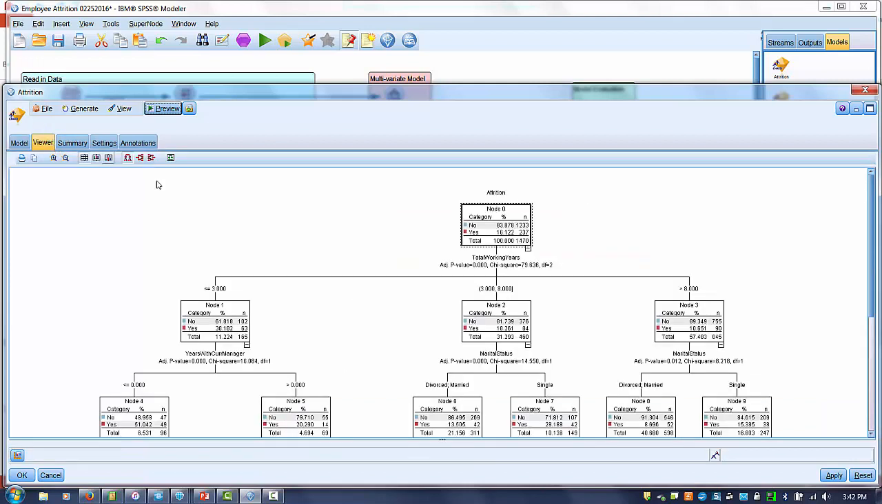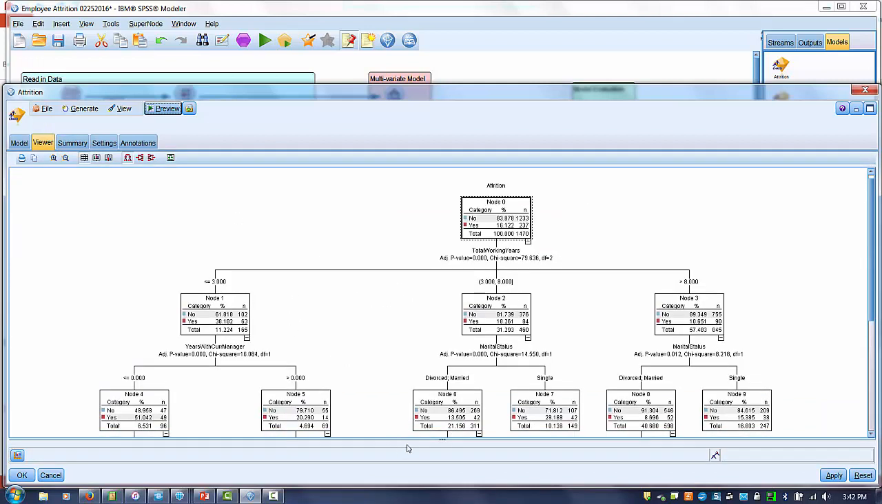We can go over here to the viewer and actually see the decision tree, the CHAID tree. What CHAID is going to do is start off with everybody, filter through the variables, and find the one variable that's most significant in terms of predicting your target. In this case, this was total working years. It's going to split it up into meaningful groups: those that work less than 3 years, those that work between 3 and 8 years, and those that work more than 8 years.